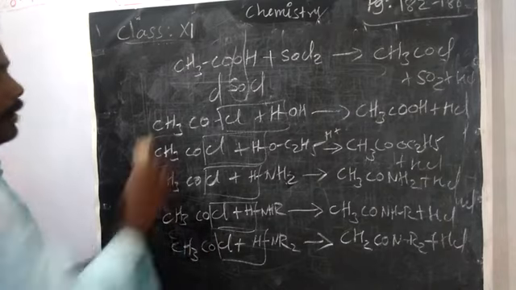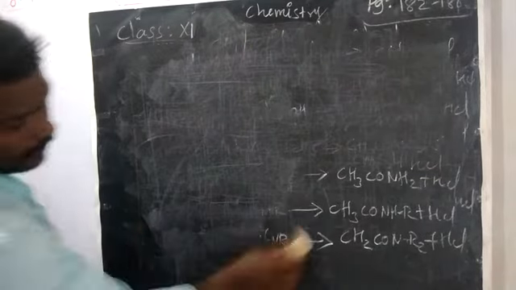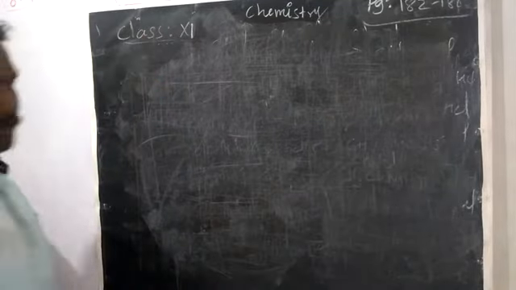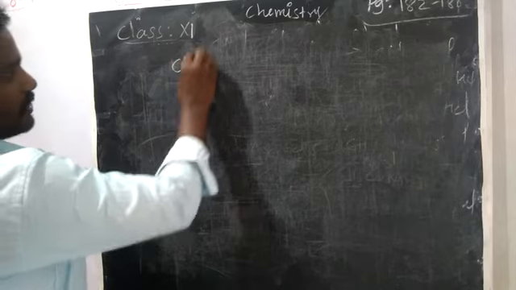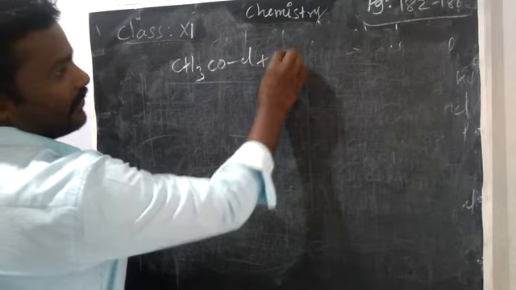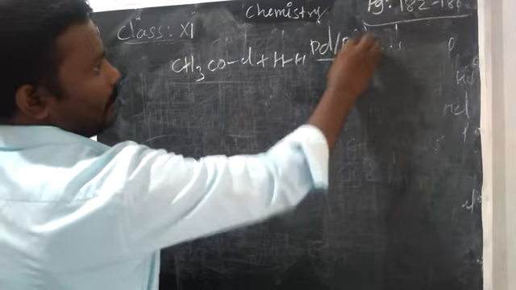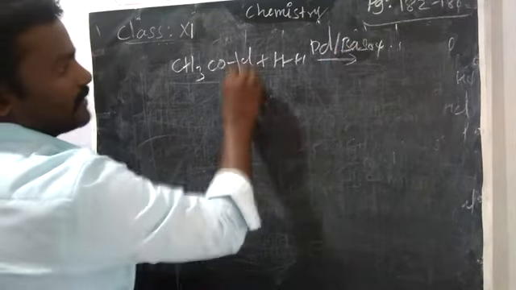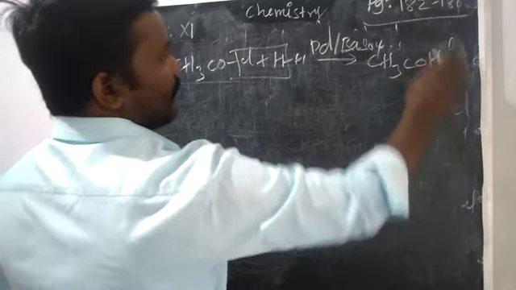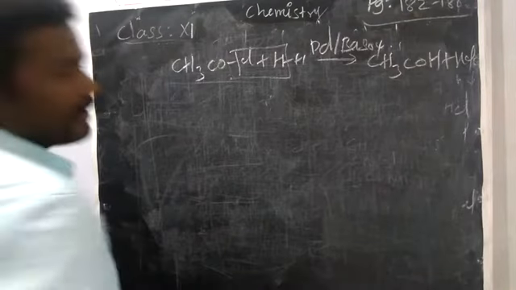Two more reactions we have in this. One is reduction with lithium aluminum hydride. Another one is Rosenmund reduction. Rosenmund reduction, we already know that CH3COCl reacts with hydrogen gas in the presence of catalyst palladium and barium sulfate. HCl will go out, and we will get acetaldehyde. The same reaction we have studied in the preparation of acetaldehyde, Rosenmund reduction.